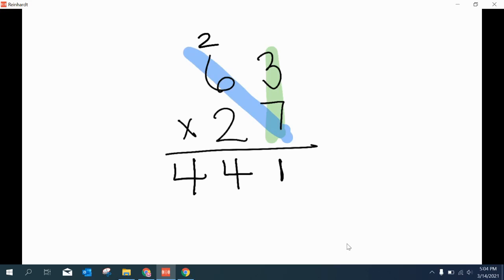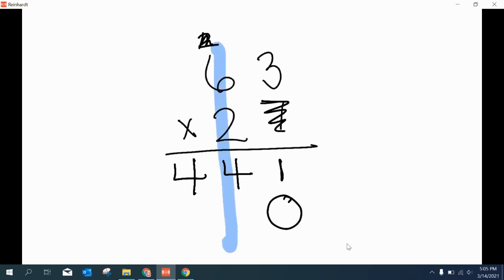So I no longer need that 2. I'm going to cross it out. I no longer need to worry about that 7. I can cross it out as well if it's helpful. And now I'm basically multiplying 63 times 2. But notice where that 2 is placed. It's in the tens place, so I need to put in that placeholder. I put my 0 in the ones place since I'm working in the tens place. That's why I put my 0 in the ones place. All right, let me erase that for you.